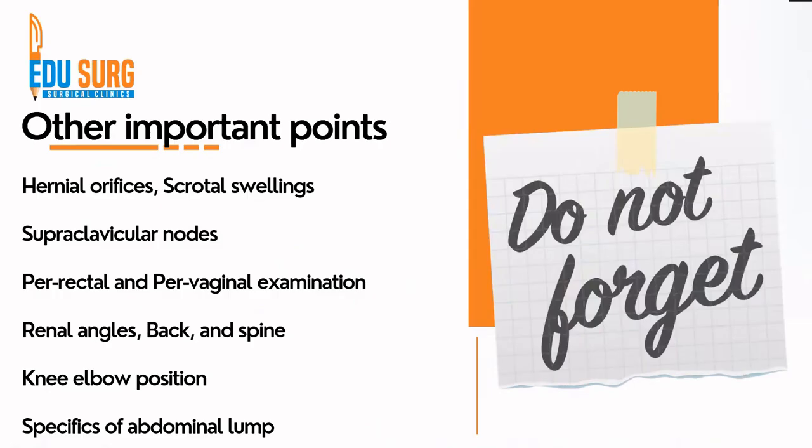Okay. Other important points when you are doing abdominal examination, don't forget the renal angles, back and spine. That is an important point. Don't forget hernial orifices, scrotal swellings, and the groin. Per-rectal and per-vaginal examination is an important part when indicated. Supraclavicular nodes. Sometimes you may need your patient in a knee elbow position if you are looking at small ascites or you want to differentiate intraperitoneal from retroperitoneal lump. We will see that in a separate video on examination of abdominal lump. But these are some of the points that you cannot miss.